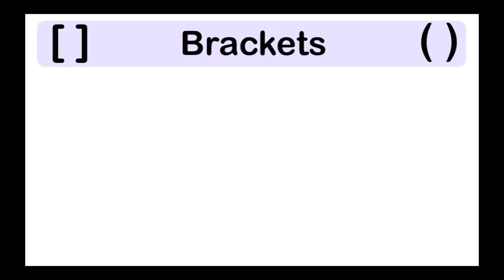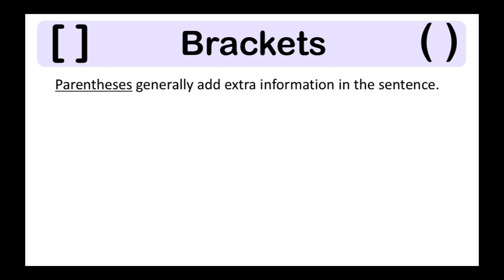Brackets. Brackets come in pairs and are used to add extra information to a sentence. This extra information can be a word, a phrase, or even an entire sentence. There are two types of brackets. The first type is parentheses. Parentheses are generally used to add extra information in the sentence.